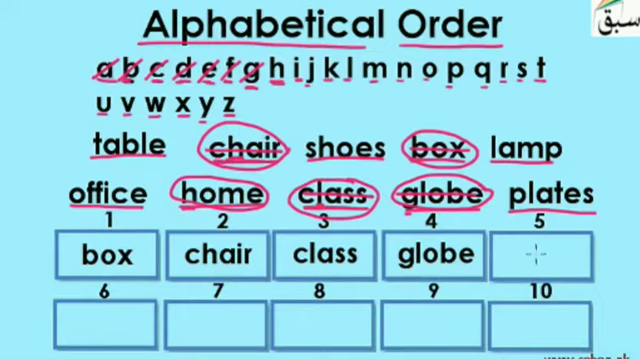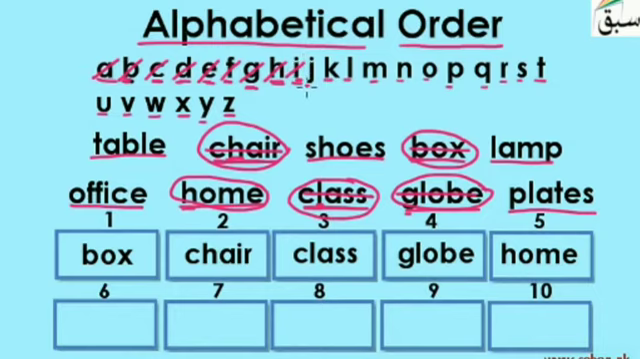Now we have finished up to which letter? H letter. Now we will cut this letter H and again we will cut the word home. Now there is the turn of the next letter I. Now again we will read the words: table, shoes, lamp, office, plates. Now there is no word from letter I, so again we will cut this.